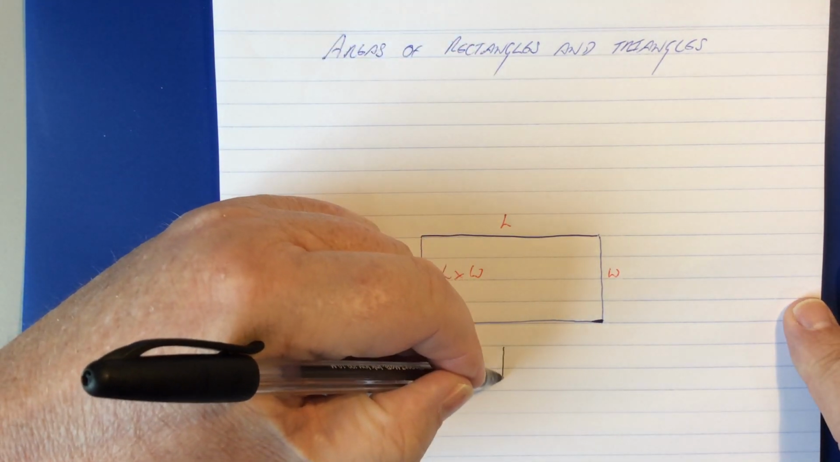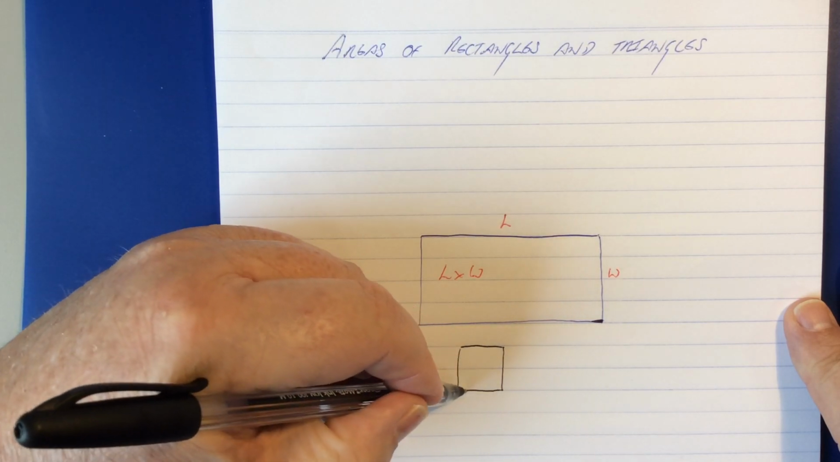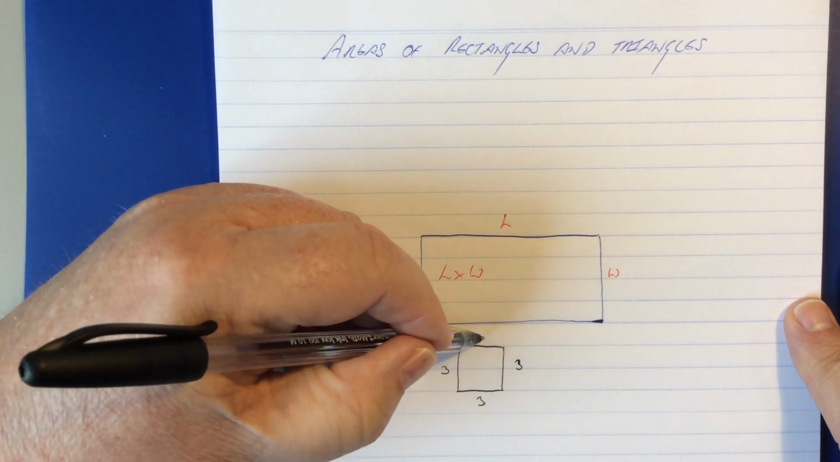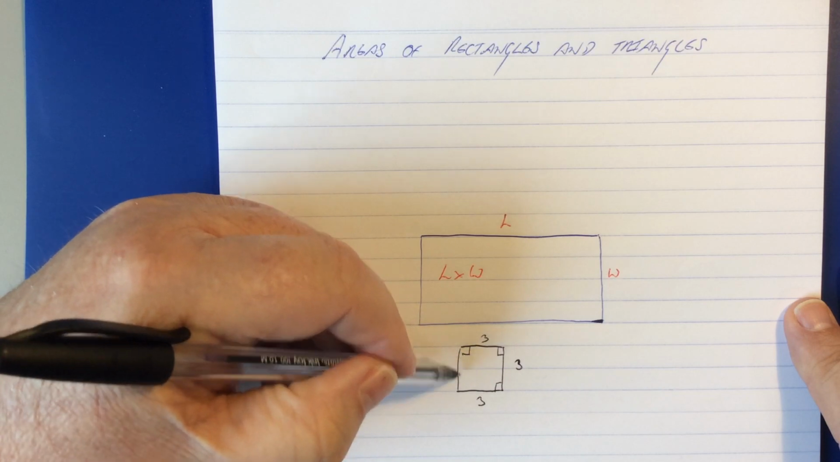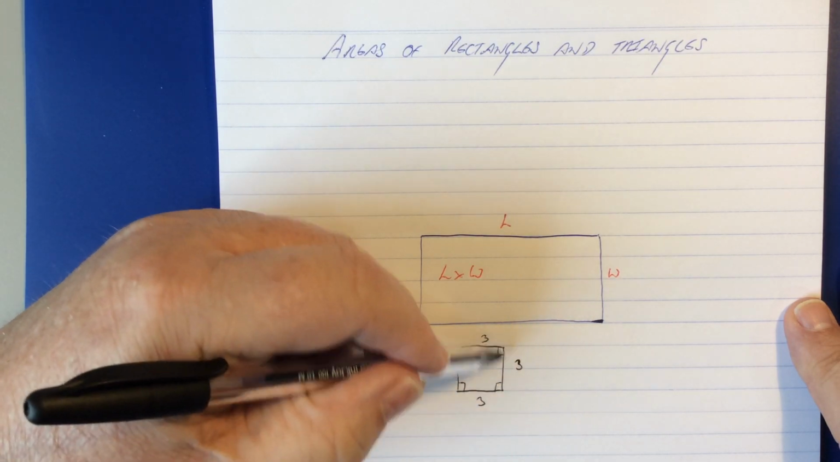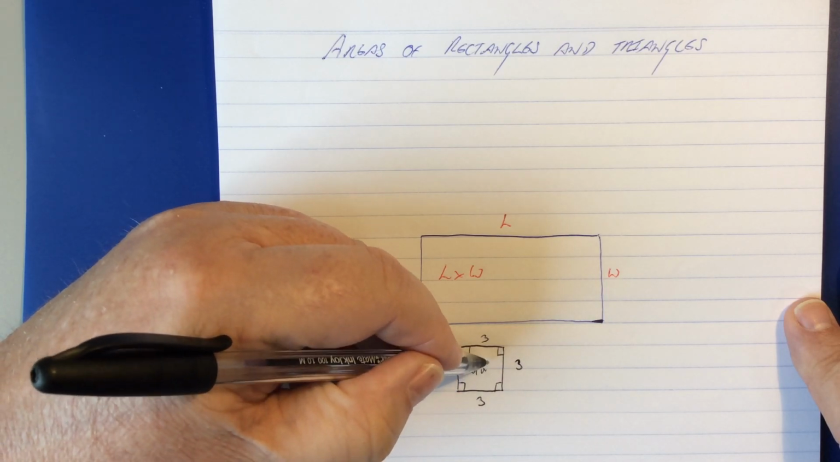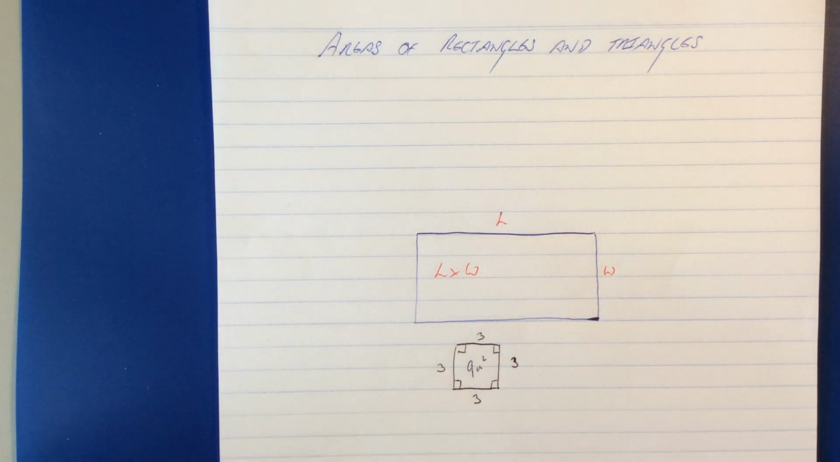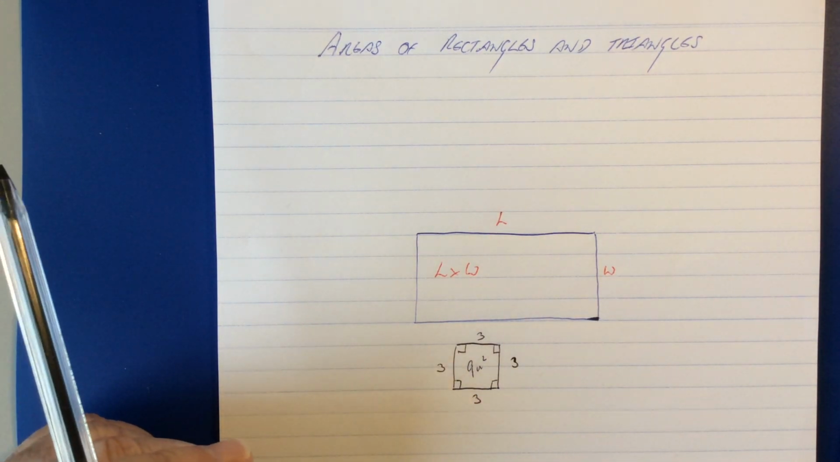So I'll just draw a little square here. And we'll say that that is 3, and that is 3, and that is 3, and that is 3. Now the area of this square is the length times the width. It is 3 times 3. It is 9 units squared. We don't know what the exact measurements are, whether they're inches, feet, centimeters, whatever. So we just call it units squared.